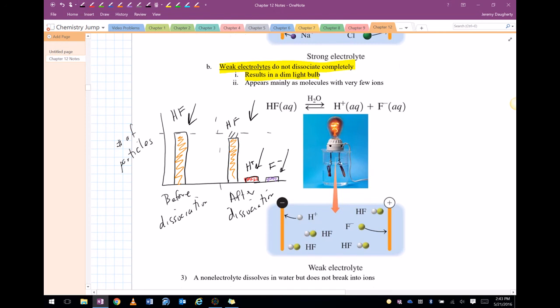Since there are fewer ions that can conduct electricity, the light bulb doesn't light up nearly as bright. Here you can see all the HF molecules that we still have in solution. Since it's a molecule, it cannot conduct electricity. Now, for this one, notice that there's an equilibrium symbol. It's a two-way arrow. In other words, HF breaks up into hydrogen and fluoride, but hydrogen and fluoride also form HF, so it goes both ways, and we'll have an entire chapter on this idea.